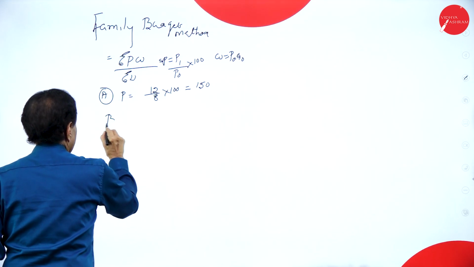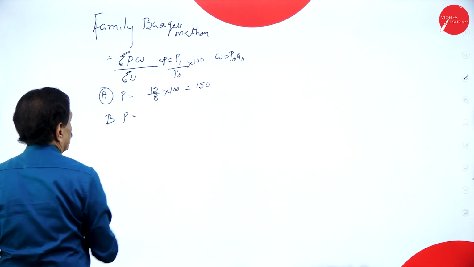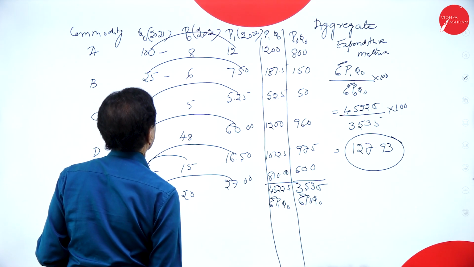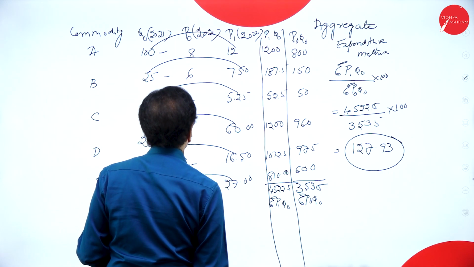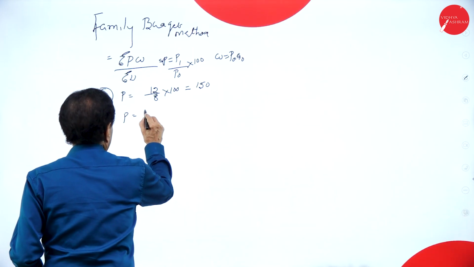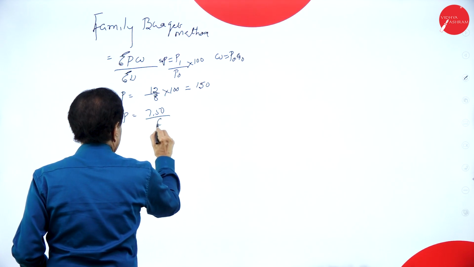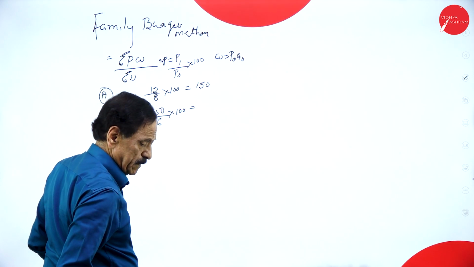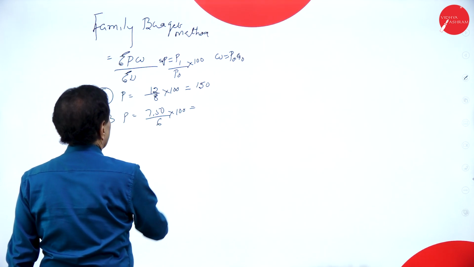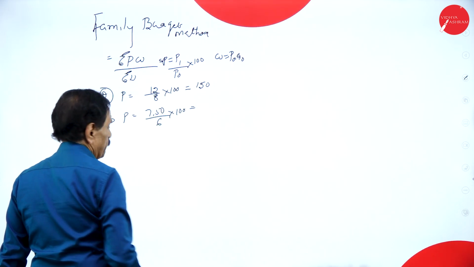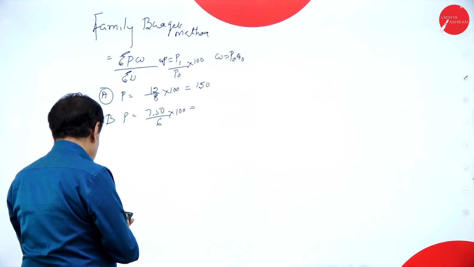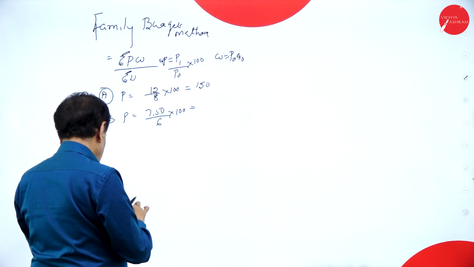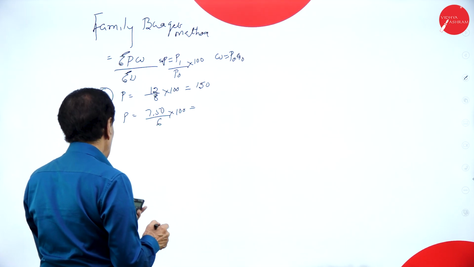Then B. P is equal to, what's your current year price? 7.5 divided by 6 into 100. This is P1 over P naught into 100. This is 7.50 divided by 6 into 100, which is 125.